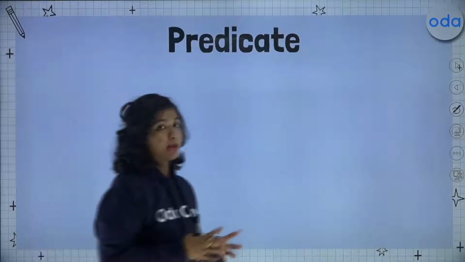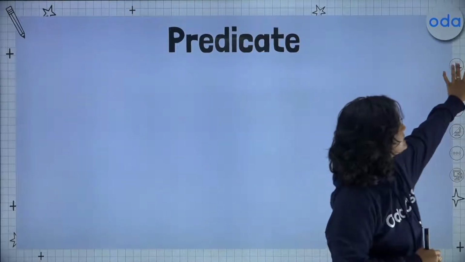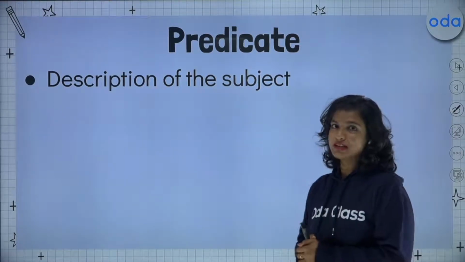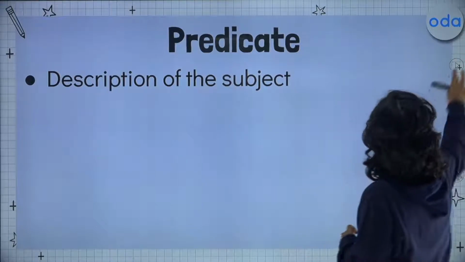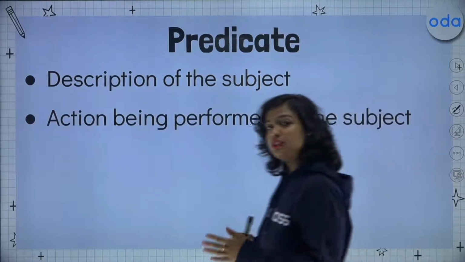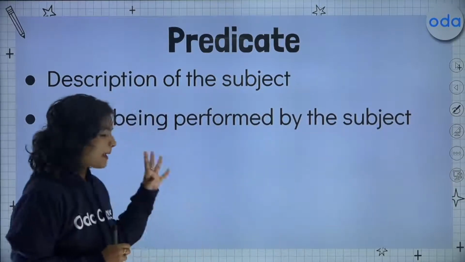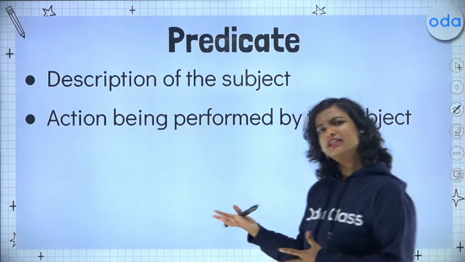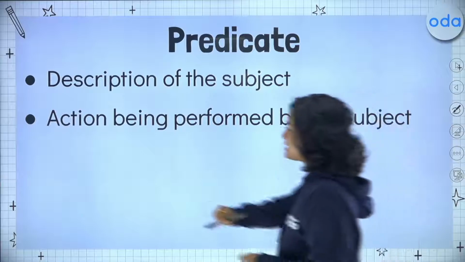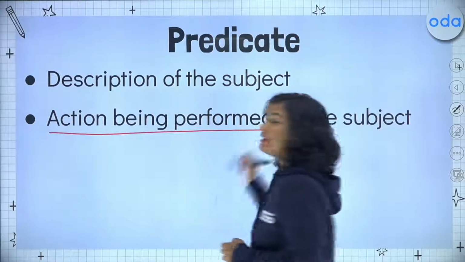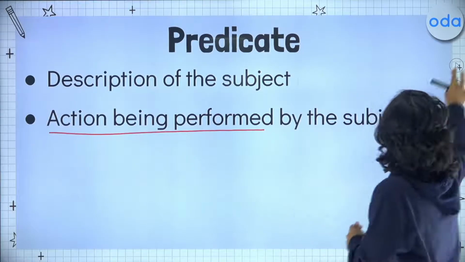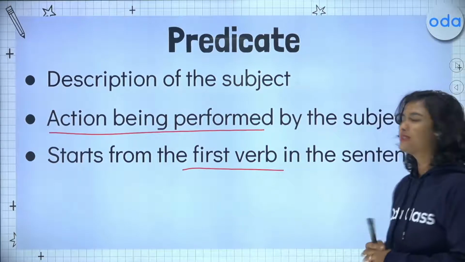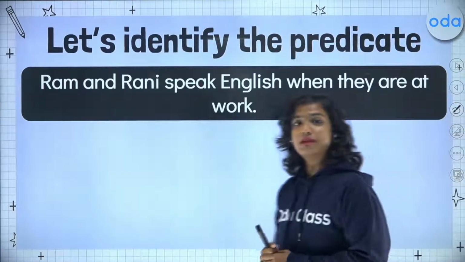So the subject is the one performing the action. The rest of the sentence is called the predicate. So the predicate is the description of the subject. Now, you might be a little bit confused by this meaning. So let's take one more. It is also the action that is being performed by the subject. So remember, performer of the action is the subject. The rest of the sentence is the predicate. The predicate has the action that is being performed in the sentence, and the predicate starts from the very first verb in the sentence. So let's once again take this example.